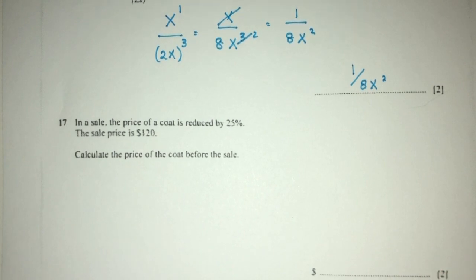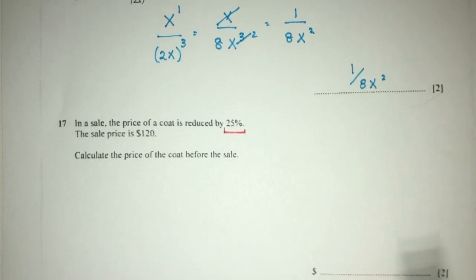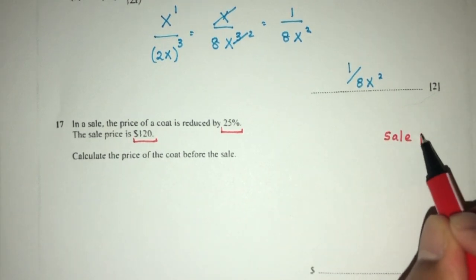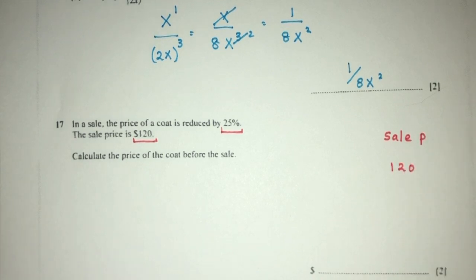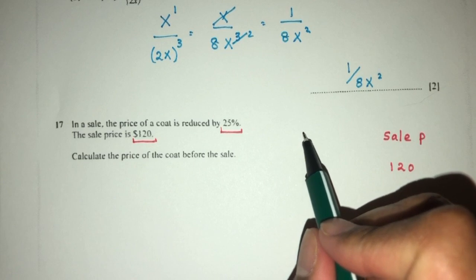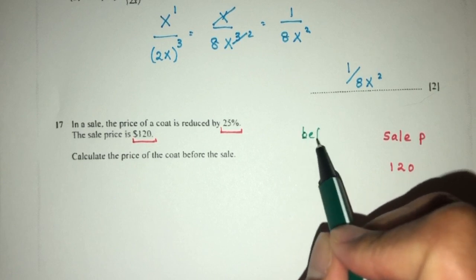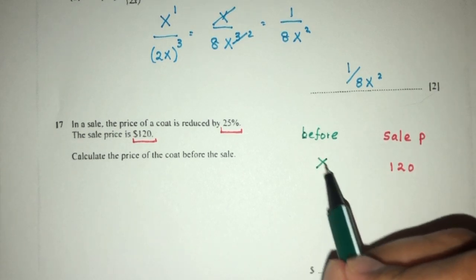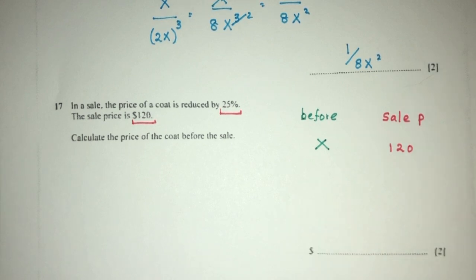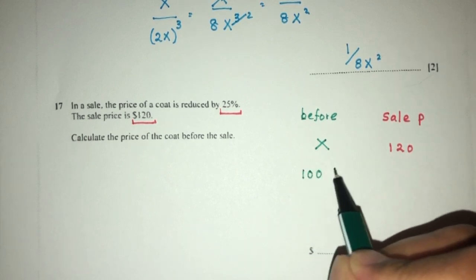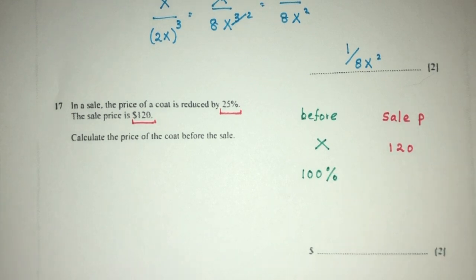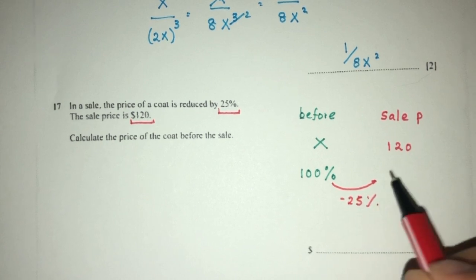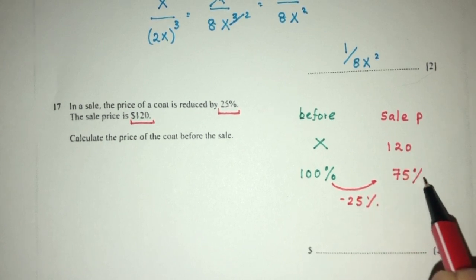In a sale, the price of a coat is reduced by 25%. Okay, now the sale price is 120, so we understand that the sale price is 120. What is the before the sale price? So we always like to think of the initial price, for example, it's X, but the value that we give the initial price, we always assume it is the original price at 100%. Now, given that we are applying a discount of 25%, so we have to minus 25%. The sale price is 75% of the original price.